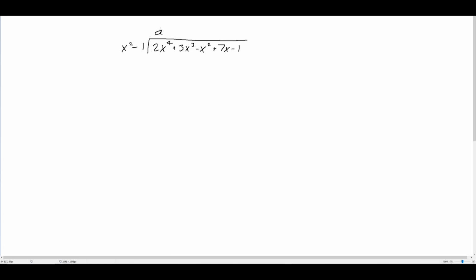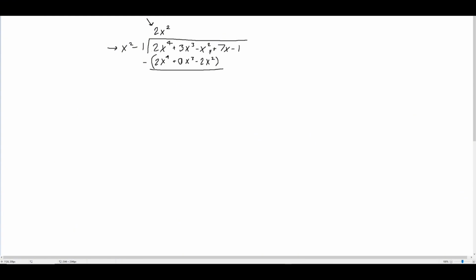So it finds what you multiply the leading term of the divisor by, which is A. So this times A is 2x to the 4th. And you just solve for A, and A equals 2x to the 4th over x squared, which is 2x squared. Now that A is found, we multiply A by each term in the divisor, and that's how you get the subtrahend. So let's do that real quick.